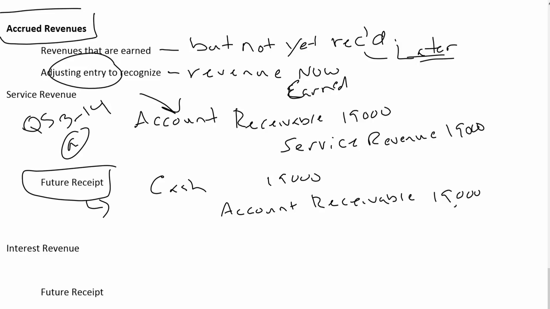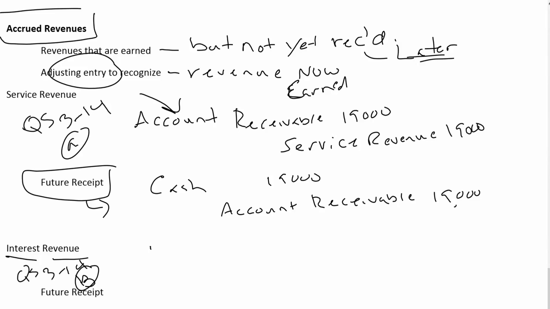And the last one, which I kept confusing when I was talking about interest expense, I kept referring to interest revenue. Interest revenue is a situation where we've earned the revenue of interest, but we won't receive it until later. And so we want to look at Quick Study 314, and we want to look at B, which deals with interest. It says that at year end, the company has earned but not yet recorded $390 of interest earned from its investments in government bonds.